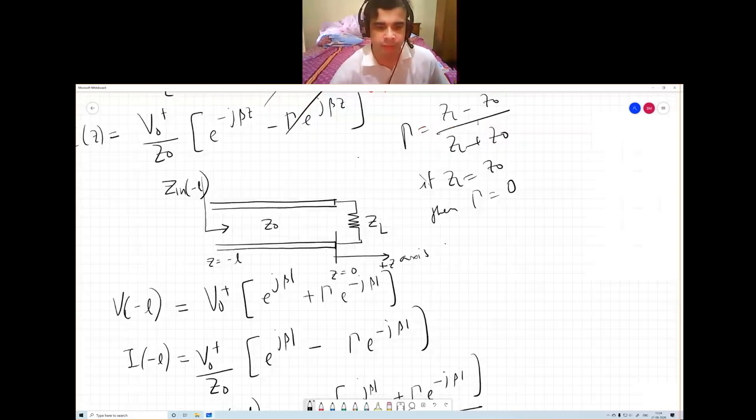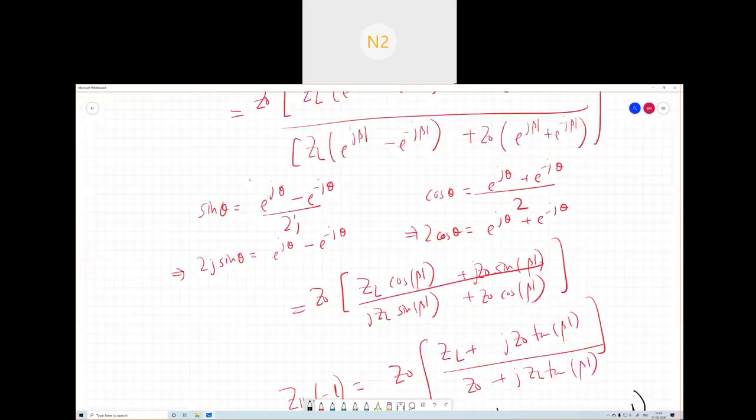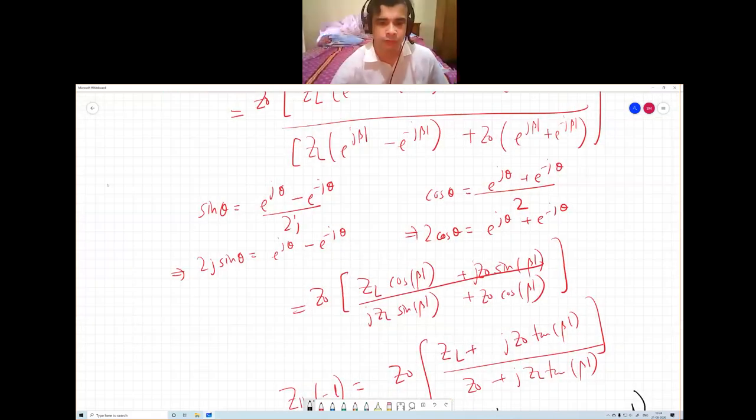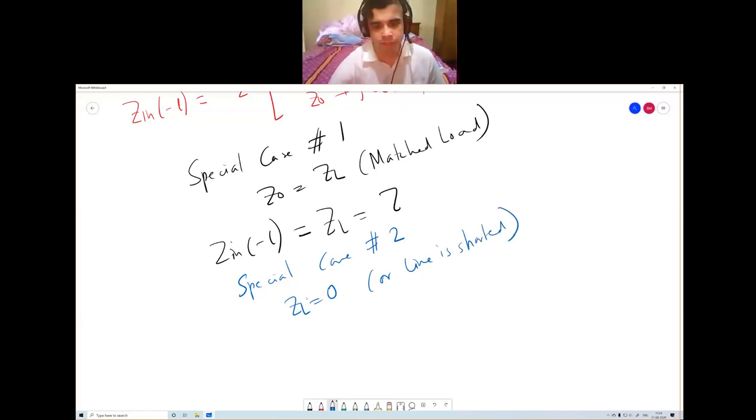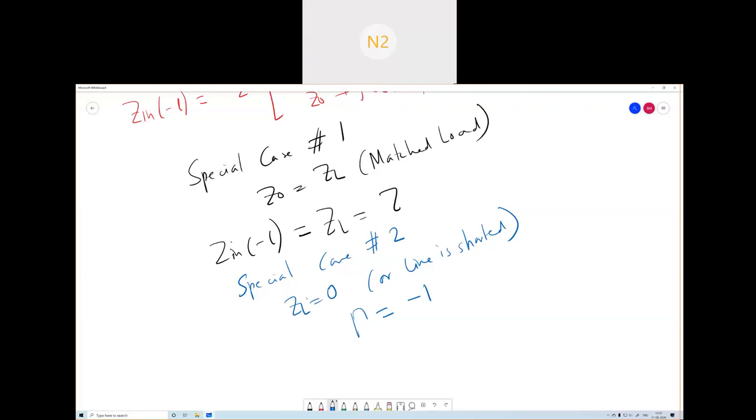Now let us do the second special case. This is even more interesting. Special case number 2: ZL equal to 0, or the line is shorted. What is gamma? Sir, -1. Excellent. So gamma is -1.